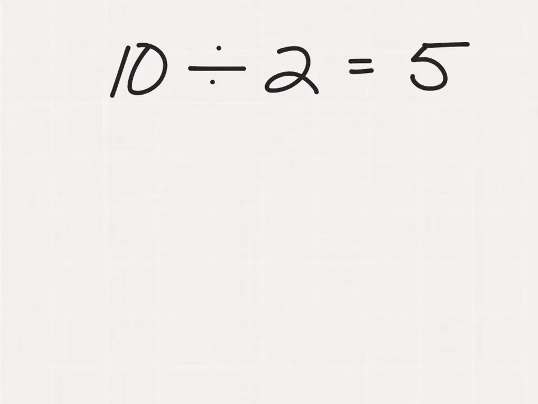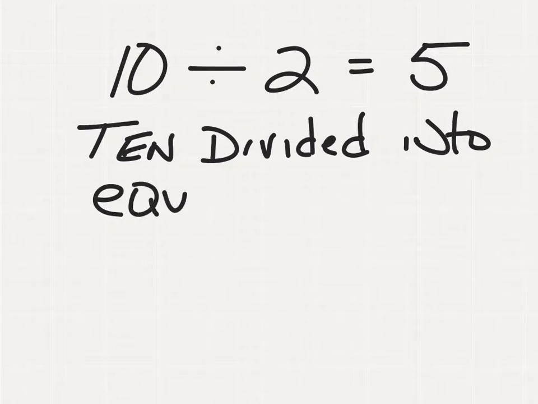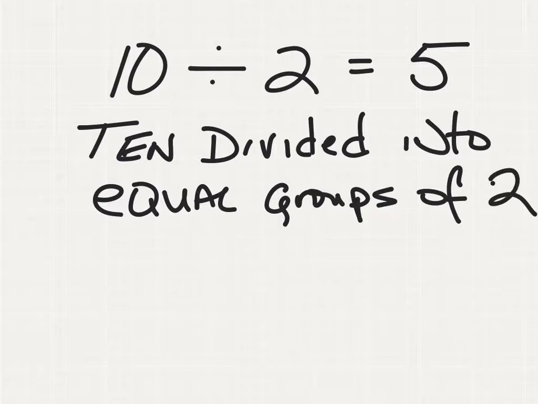In this example, 10 divided by 2 equals 5. We know that the verbal description of this problem could be written as 10 divided into equal groups of 2. 10 divided into equal groups of 2 should give me 5 equal groups of 2. Well, let's see how this works.